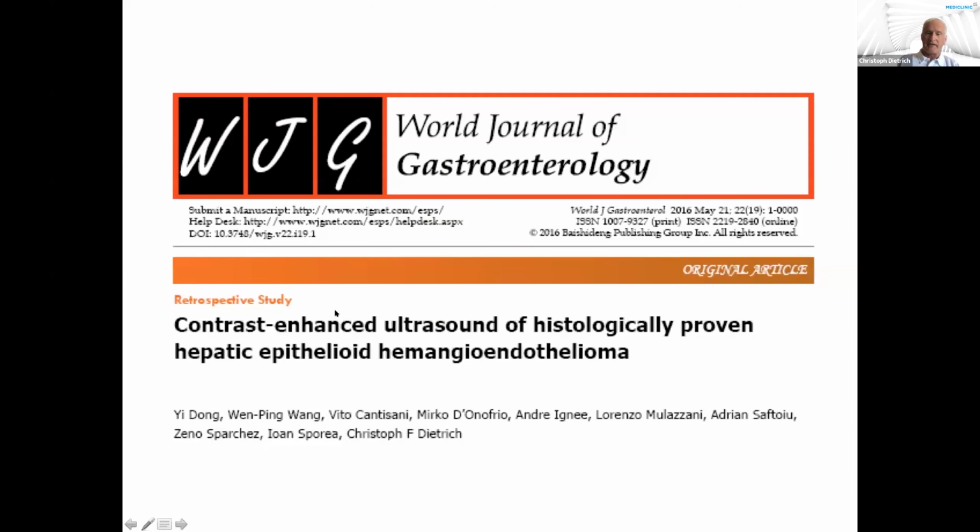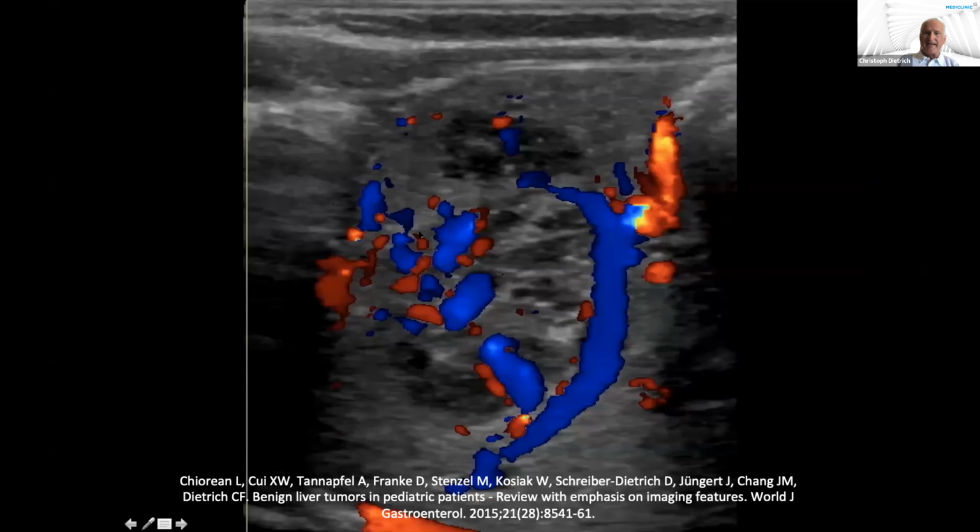If you are interested in that entity, go to the World Journal of Gastroenterology with a pretty large number of examinations. And this is an infantile hemangioma. We published a paper on pediatric lesions. So I've shown you 5 out of 6 hemangioma. The thrombosed one doesn't enhance at all.